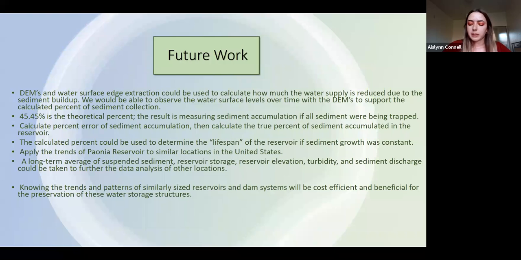And with the more accurate percent, I could calculate an estimated remaining time for the reservoir if the sediment accumulation growth was consistent. And lastly, I would like to take a long-term average of all of the available data and apply any trends to similar, less studied dams and reservoirs. With a lack of recorded data for many dams all over the United States, having knowledge on patterns will be cost efficient, as these results can be projected elsewhere and beneficial for the preservation of these systems.